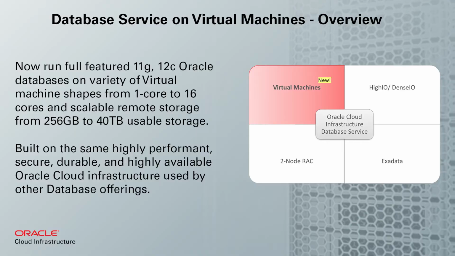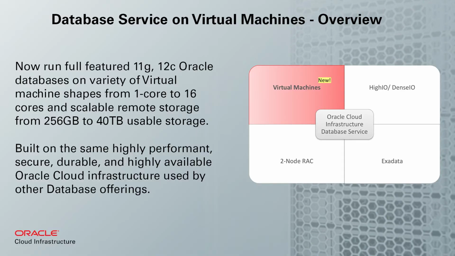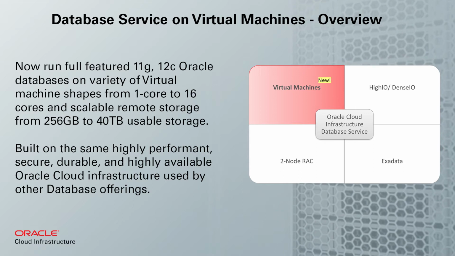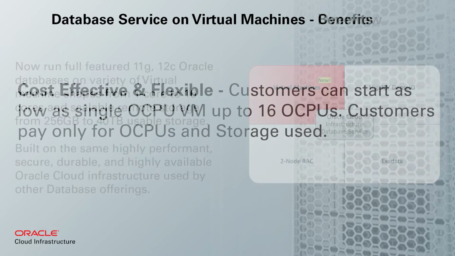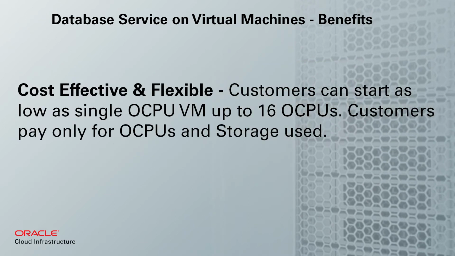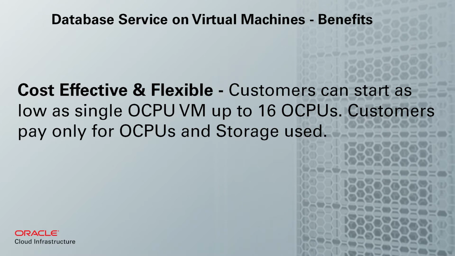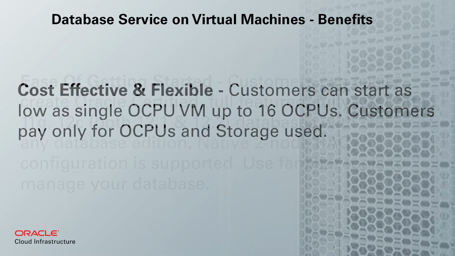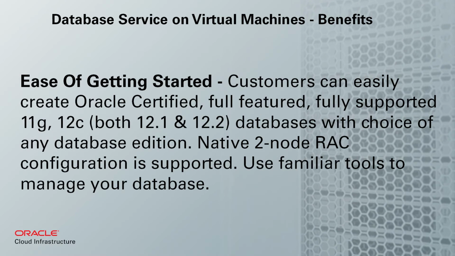Database service on virtual machines is built on the same high-performance, secure, highly durable, and available infrastructure used by all Oracle Cloud Infrastructure services. Database service on virtual machines is cost-effective and flexible. You can start as low as single OCPU and go up to 16 OCPUs. You only pay for OCPUs and storage used. You can use Oracle's flexible subscription plan with pay-as-you-go, monthly universal credits.